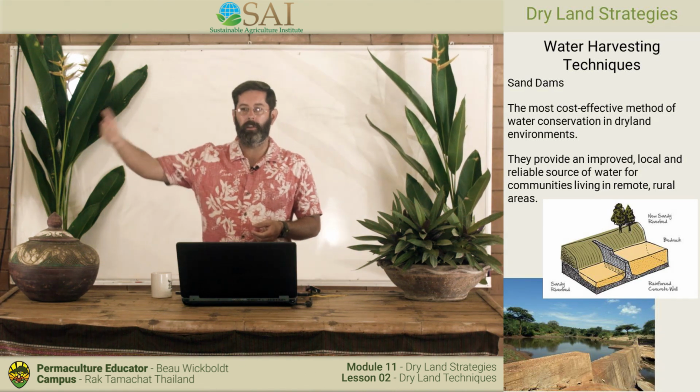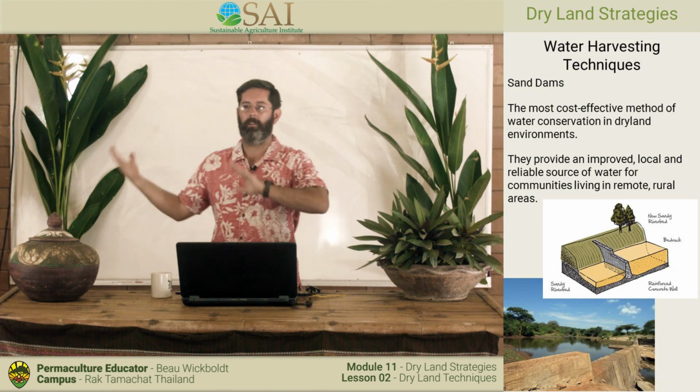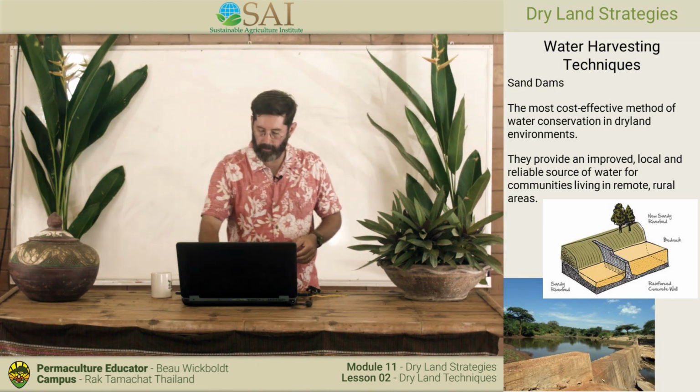They provide an impoverished, local, and reliable source of water for communities living in remote or rural areas. So it's very difficult to get there. I can't bring in many materials, but I could get in, for instance, a ute with some cement powder, and with locally available rocks, we can start to slow down the overland water flow.